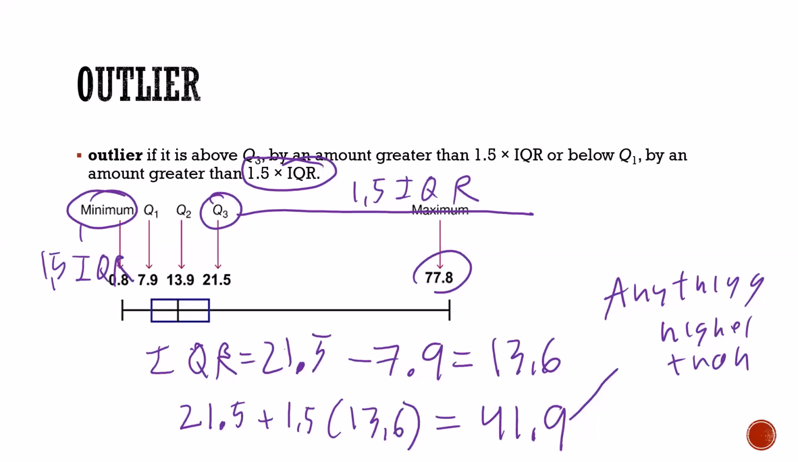You can do the same thing for outliers on the left side. Instead of using Q3, you use Q1, and instead of adding this, because that would put it to the right, you'd want to subtract it. Questions?